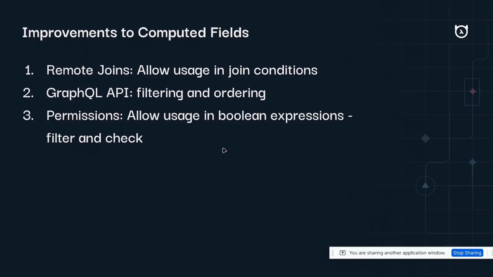The idea is that you can now use computed fields when specifying join conditions for remote schema joins, remote schema relationships. And similarly, for a computed field in the GraphQL API, you can now use them in Boolean where clauses and order by expressions, and in permissions too, wherever you're allowed to use Boolean expressions. And you can use computed fields, for example, in all of the filter and check expressions that you define.